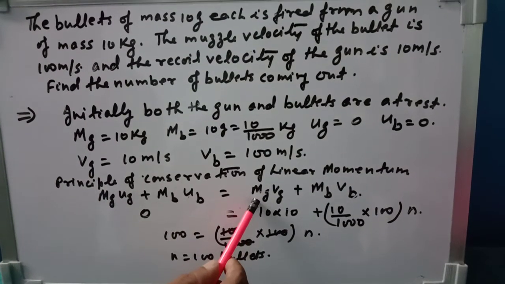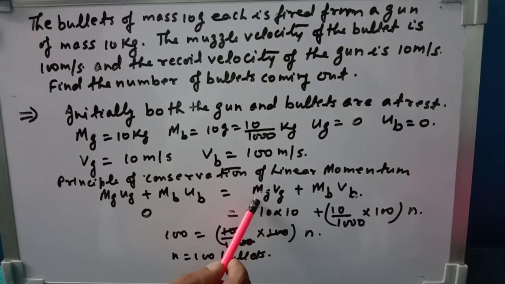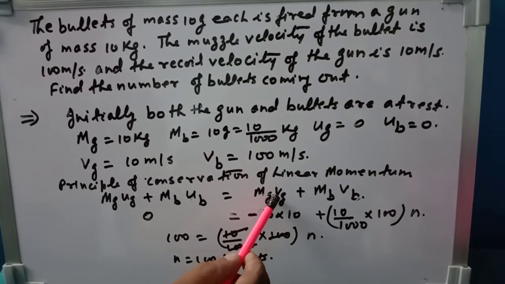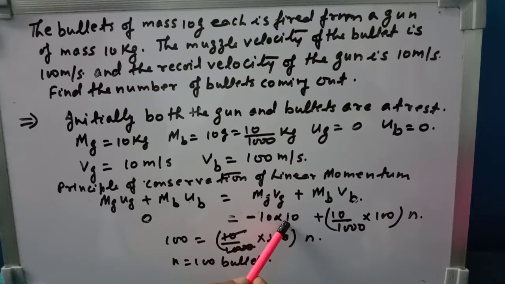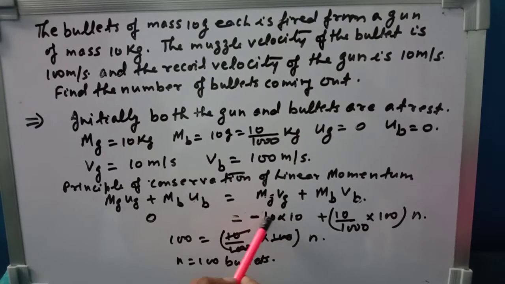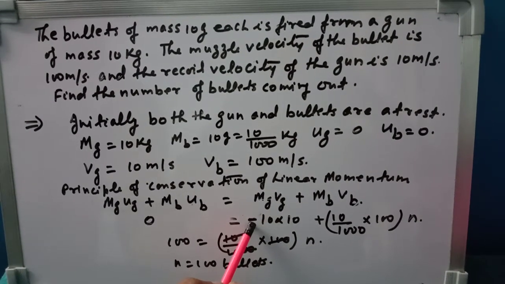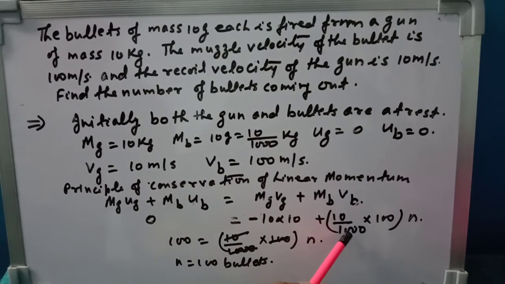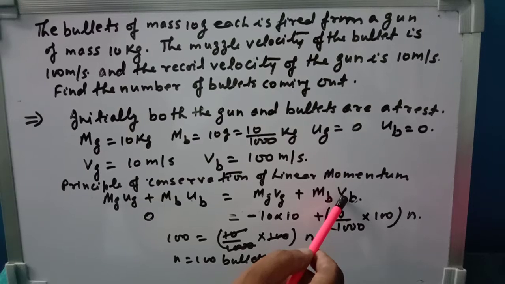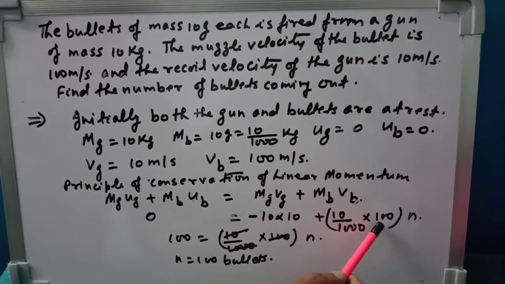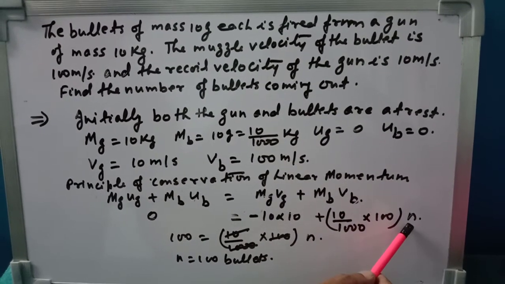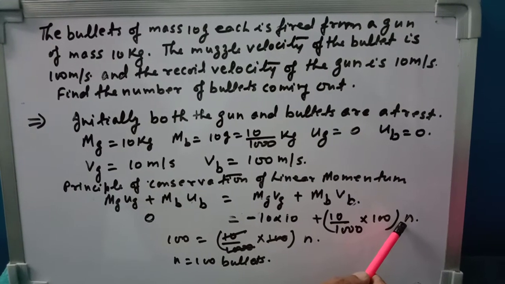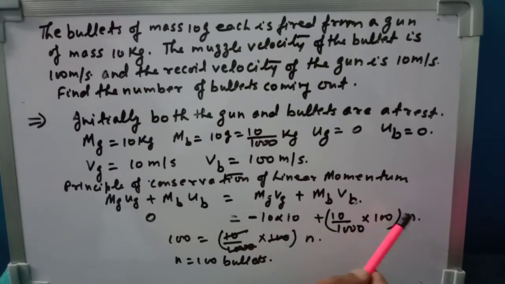Now the final momentum, MG into VG: mass of the gun is given as 10 kg, and velocity of the gun is given as 10 meter per second. Since it is recoil velocity, I have kept a negative sign here. MB, mass of the bullet, is 10 gram, that is 10 by 1000, and velocity of the bullet is 100 meter per second, and n number of bullets are coming out, because a lot of bullets come out at the time of fire. I have supposed this as n.